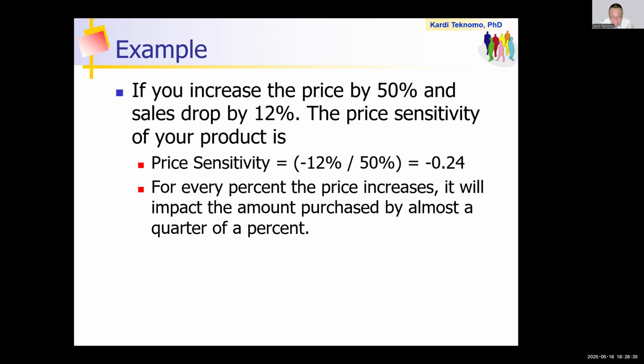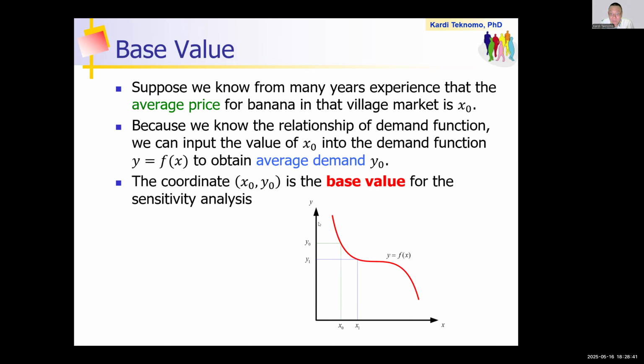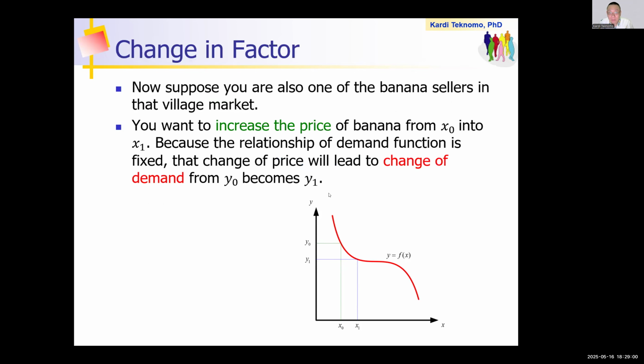For that, if you want to calculate the sensitivity analysis, you need to have the base value. The base value is the x0 and the y0 here. So how to get the base value? The simplest is to use the average, or the median. Once you have this, then you can change toward the factor.